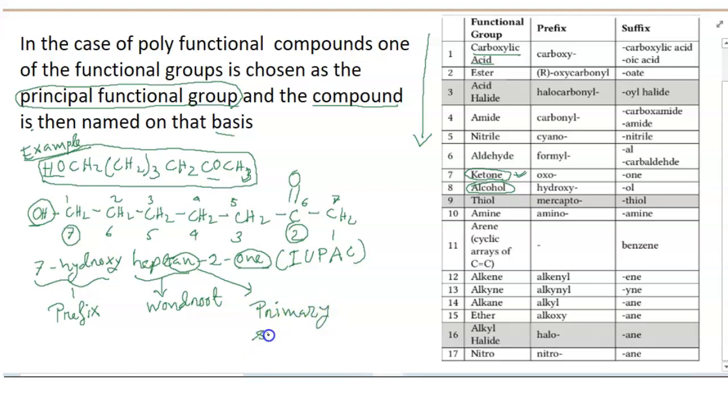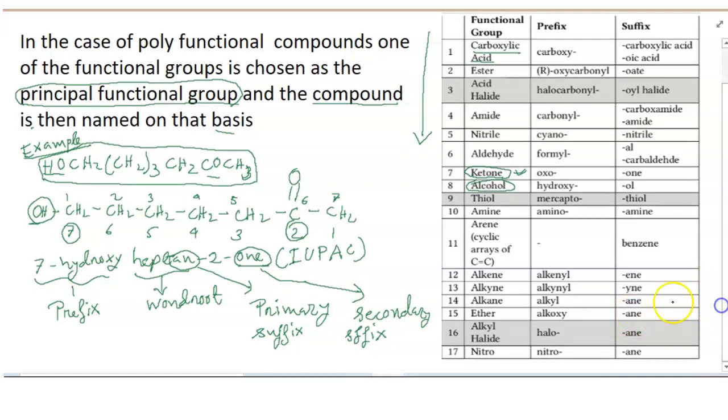I have already discussed what the primary suffix and secondary suffix are in my first lectures, and one is the secondary suffix. So I just cleared this concept. So friends, this is my first example, and next I have to give the second example.